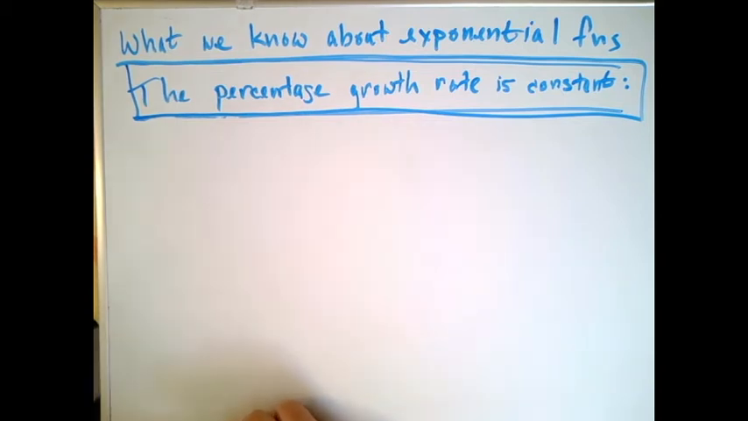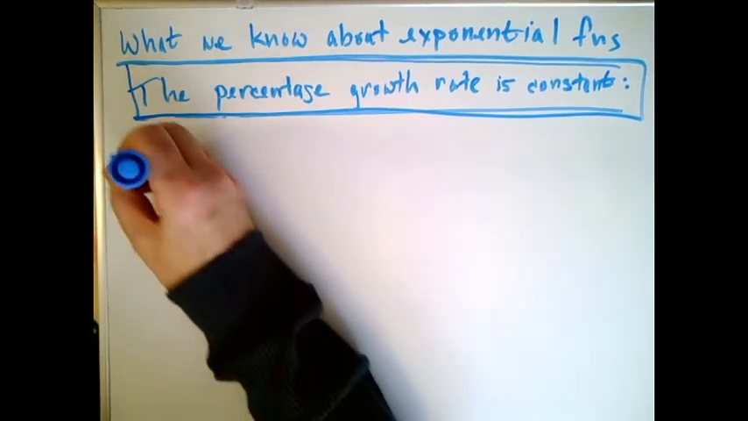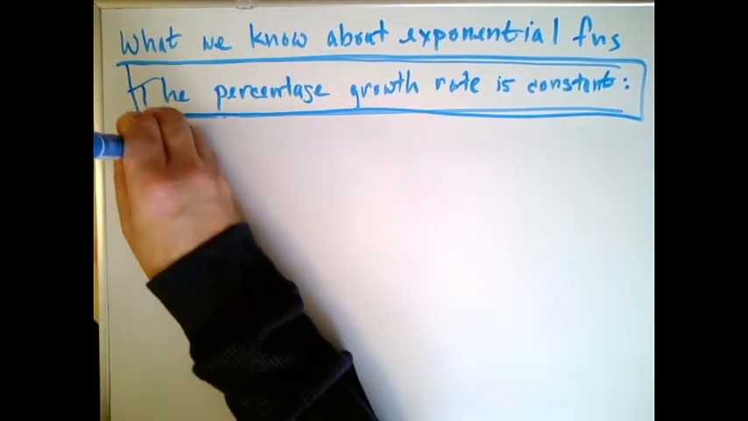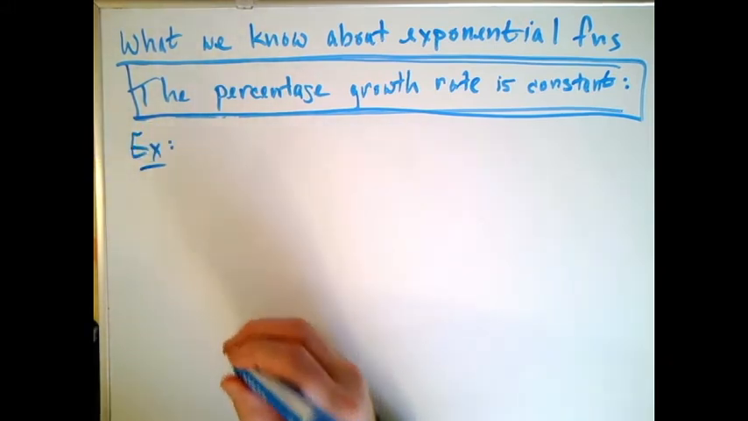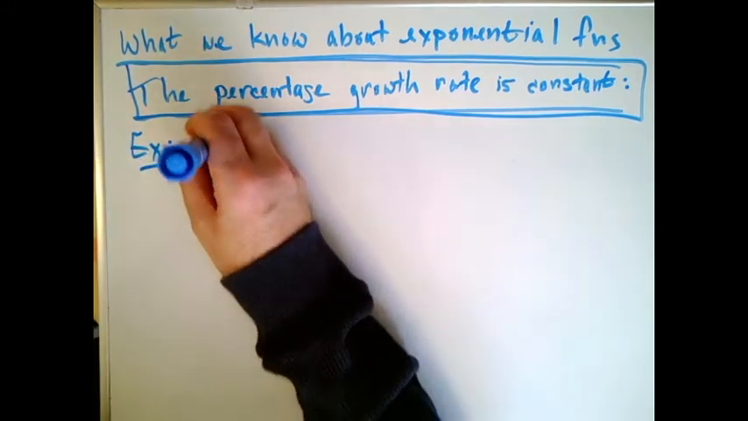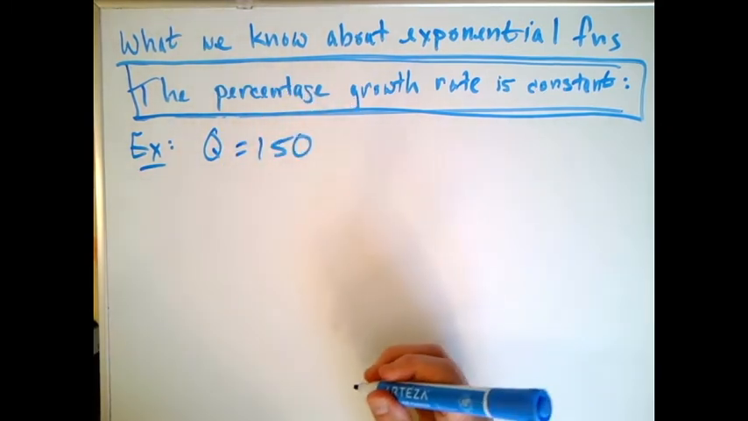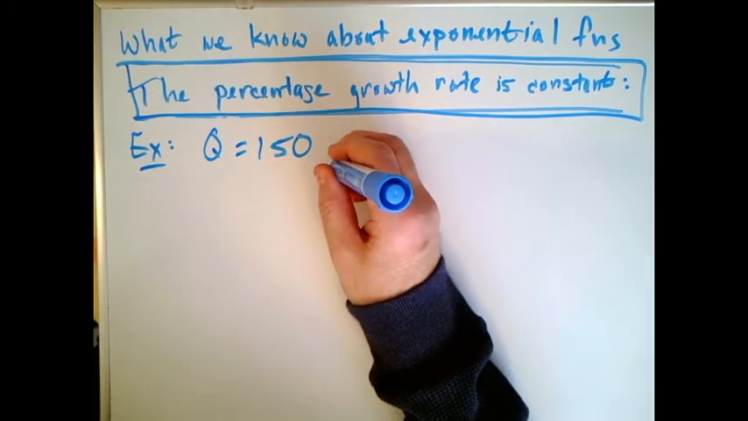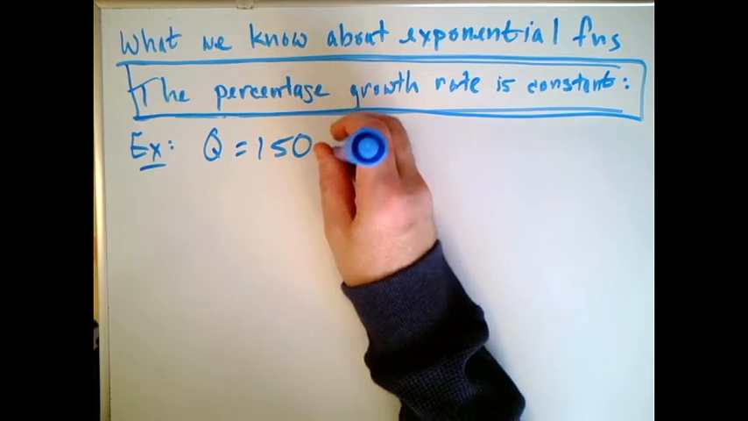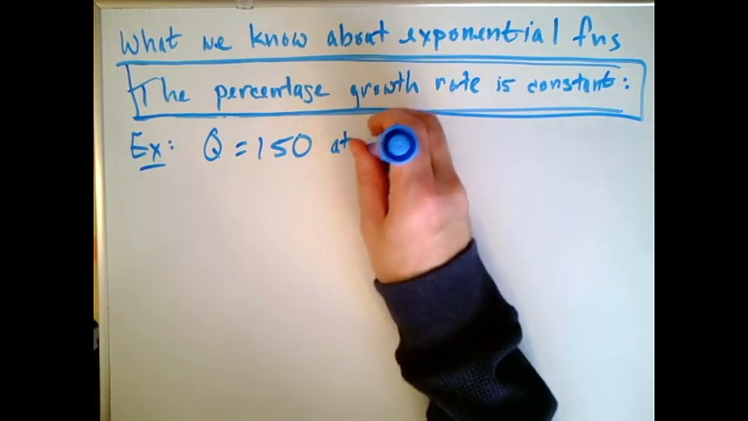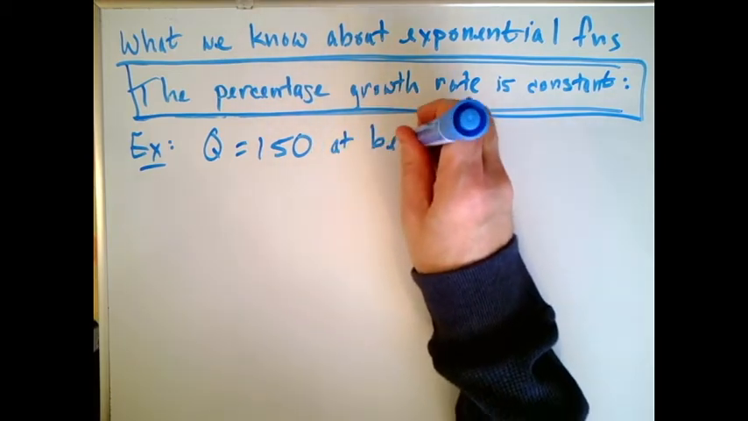Okay, let's recap what we learned last time about exponential functions. Everything we know about exponential functions starts out from saying the percentage growth rate is constant. What I want to do is make a little example where the growth rate is constant and we have a starting value. So let's say that Q equals 150. They usually use Q or P when they're using exponential functions at the beginning. They'll also say initially, which means exactly the same thing.